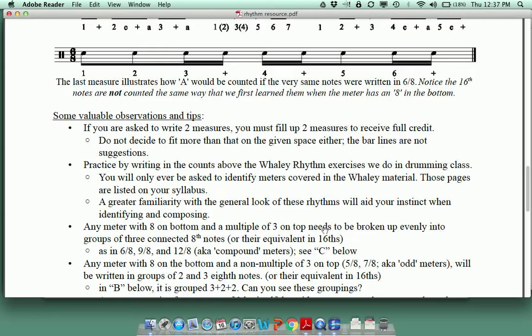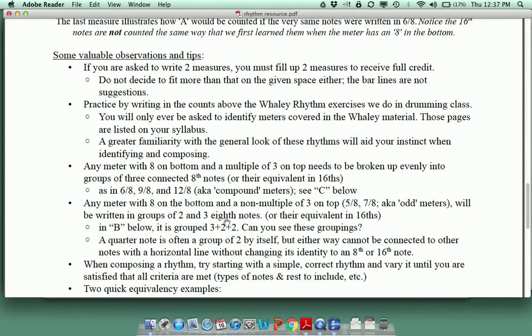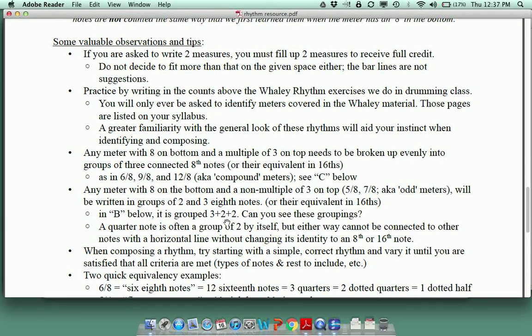Remember, you're only going to be asked to identify meters and material covered in the Whaley pages listed on the syllabus. Getting familiar with that material will help you if I ask you to compose a rhythm on the exam.